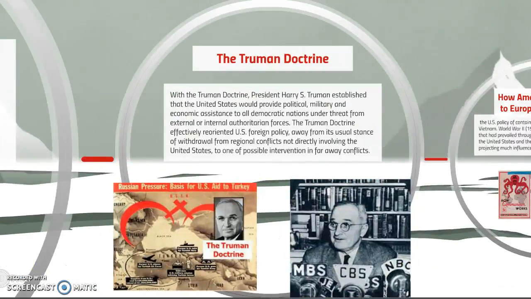The Truman Doctrine. With the Truman Doctrine, President Harry Truman established that the U.S. would provide political, military, and economic assistance to all democratic nations under the threat of external or internal authoritative forces. The Truman Doctrine effectively reoriented U.S. foreign policy away from its usual stance of withdrawal from regional conflicts not directly involving the United States, to one of possible intervention in faraway conflicts.